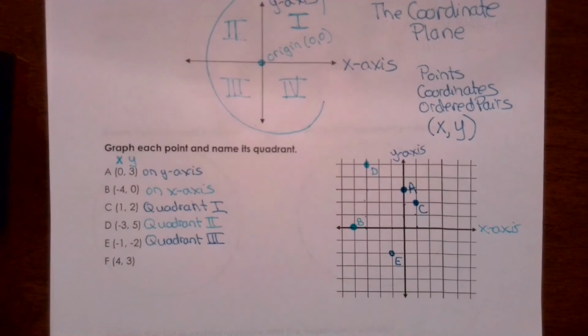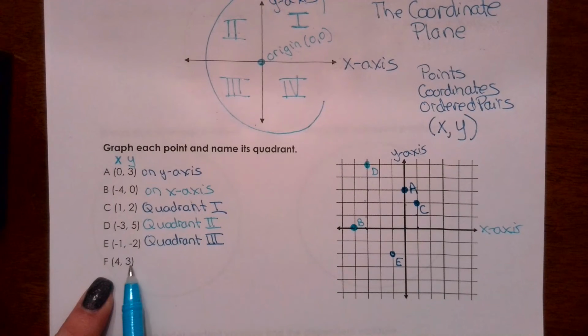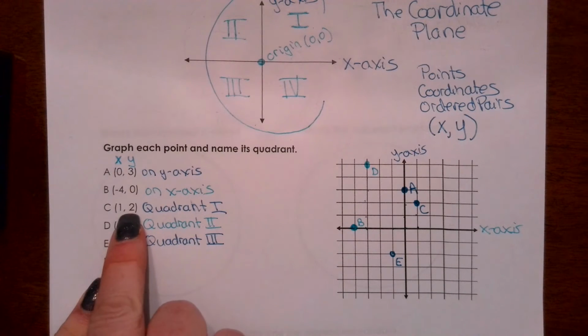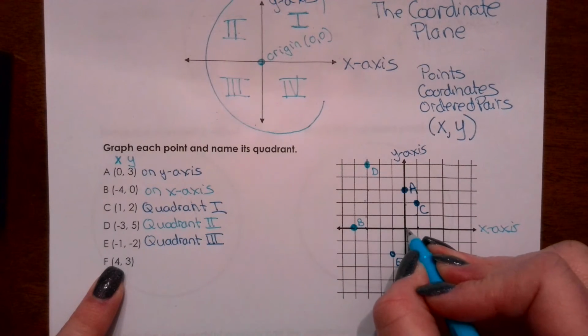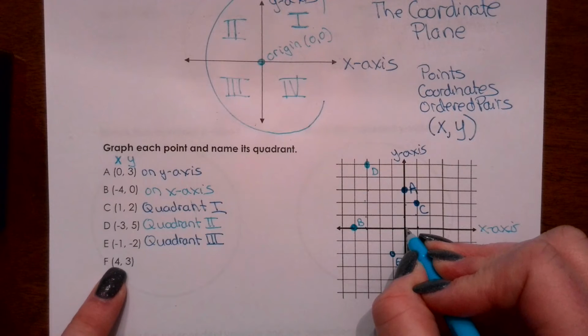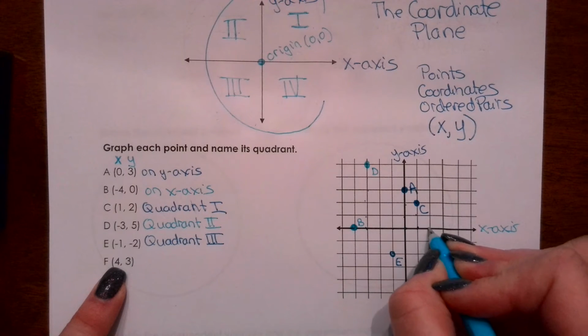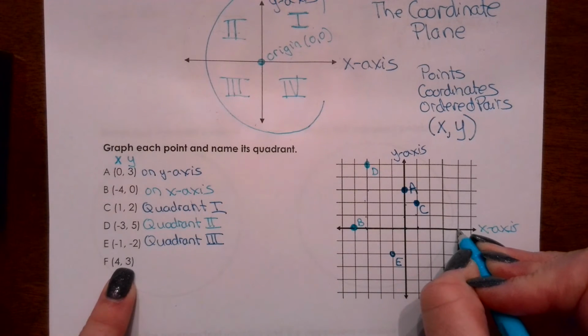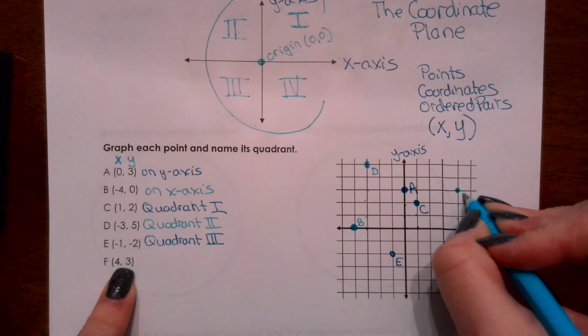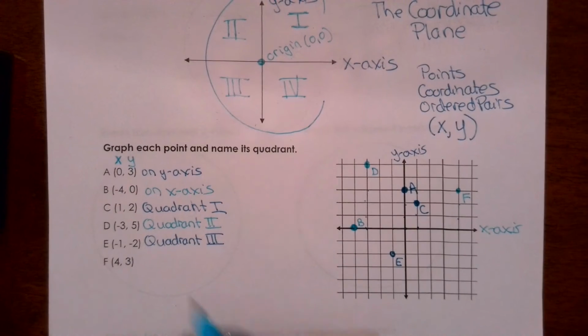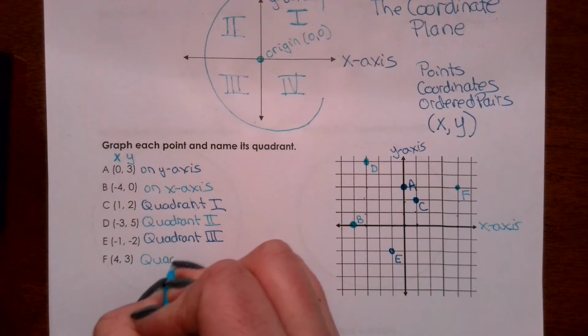The final point looks positive and positive. Can you guess what quadrant that might be in? If I look up here, it looks like when I have positive, positive, I'm in quadrant 1. Let's take a look if that's the truth. I start here at the origin. It's positive x, so I'll go right, 1, 2, 3, 4. And it's a positive y, so I'll go up, 1, 2, 3. Well, our prediction was quadrant 1, and it ends up being true. Quadrant 1.